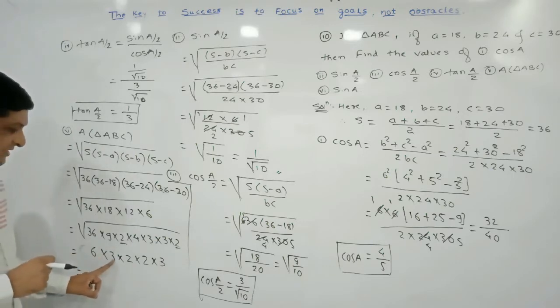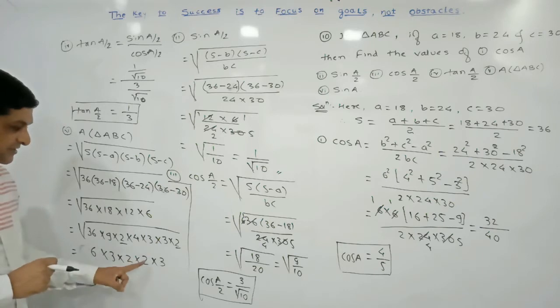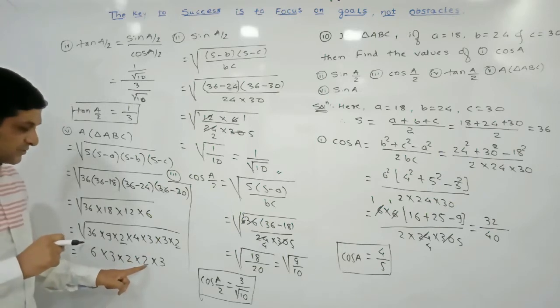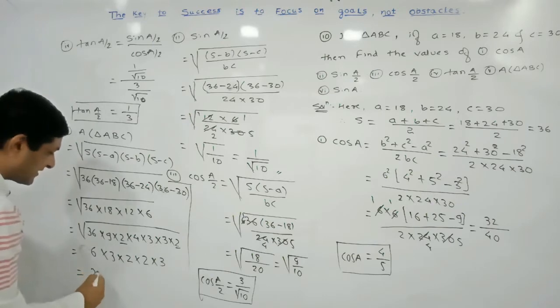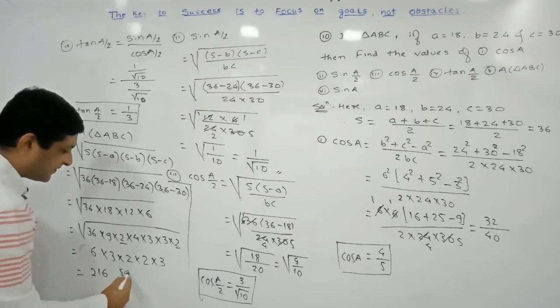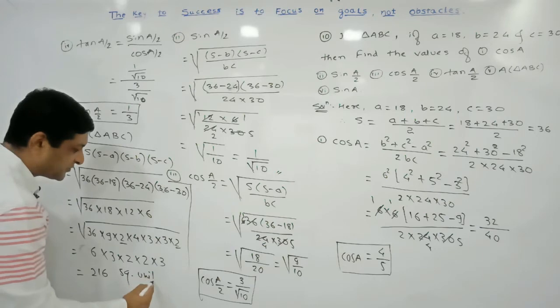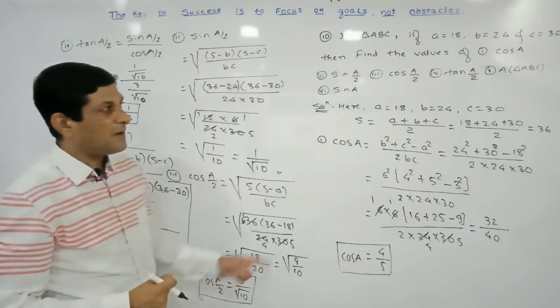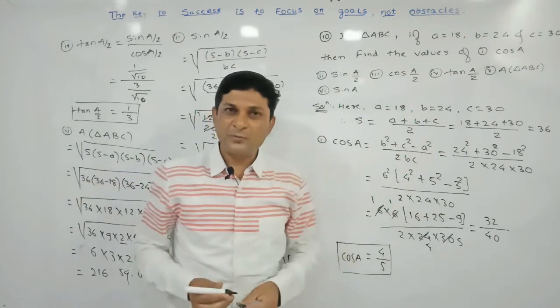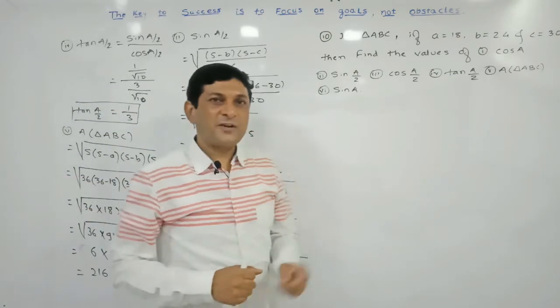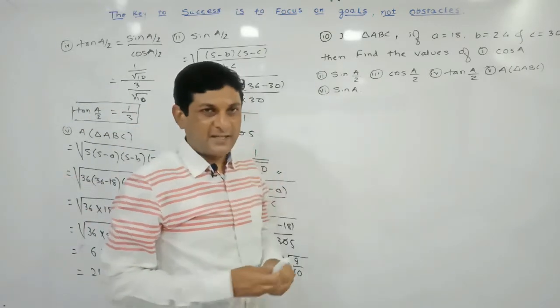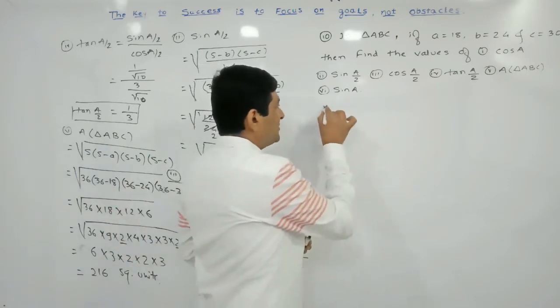9 3s are 27... 9 3s are 18. 18 2s are 36. 36 2s are 72 and 72 3s are 216 square units. In this way, we have got our next required value, which is nothing but what? Area of triangle ABC. Lastly, let us try to find out the value of what? Sine A.